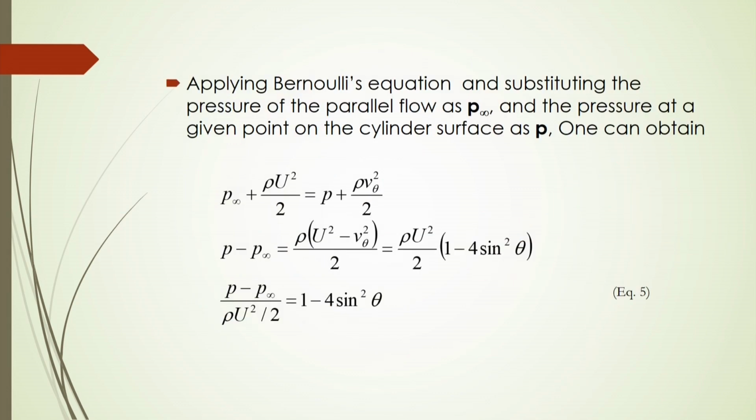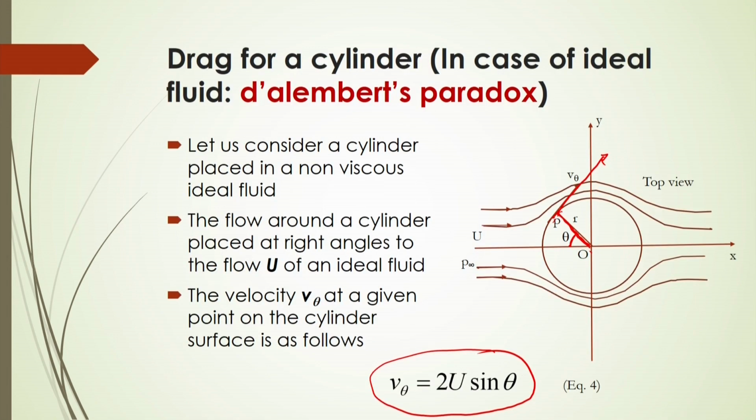Now, applying Bernoulli's equation and substituting the pressure in the parallel flow as P infinity, and the pressure at a given point on the cylinder surface as P, we have P infinity plus rho u square by 2 equal to P plus rho v theta square by 2. After simplification we get P minus P infinity over rho u square by 2 equal to 1 minus 4 sin square theta.